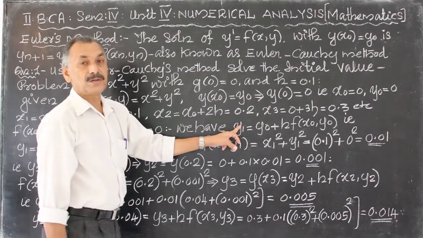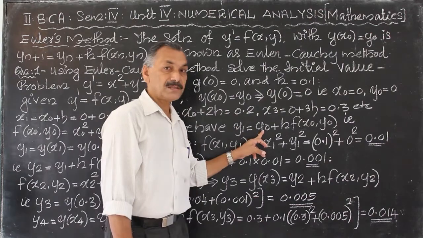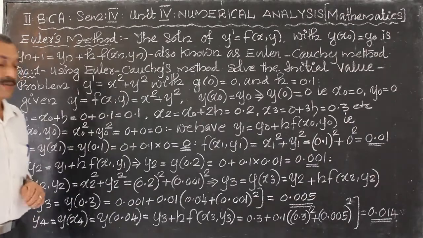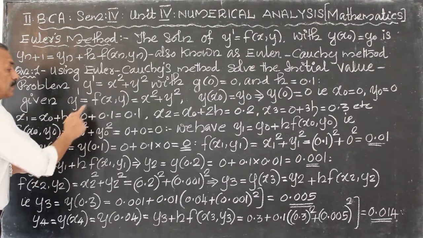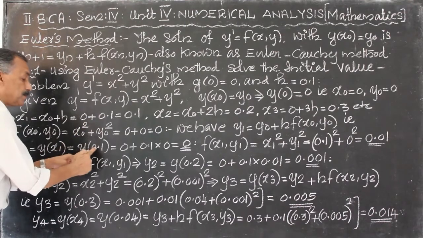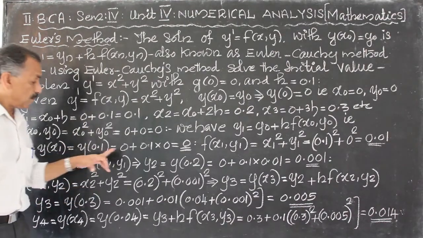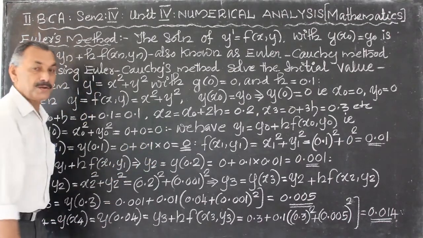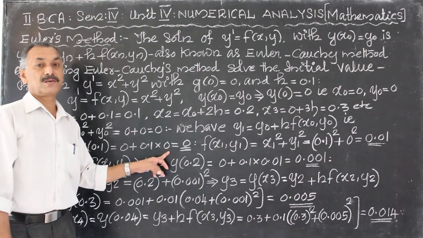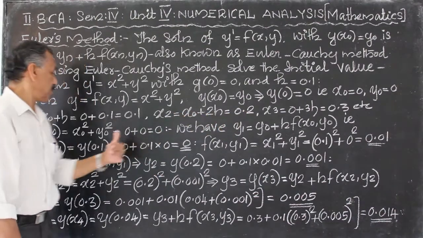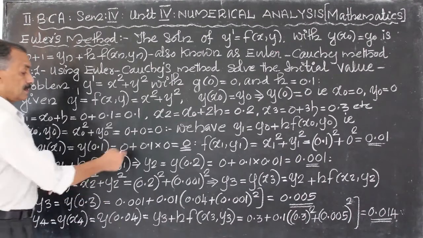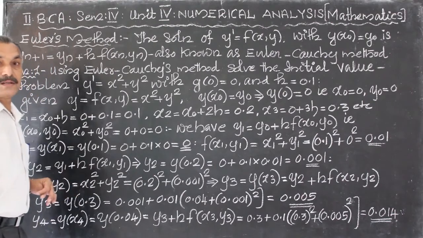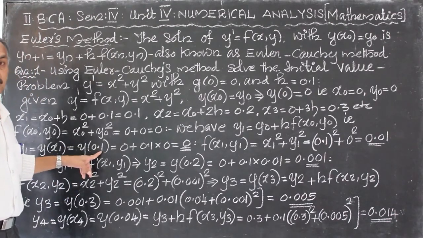Therefore, what is y1? y1 = y0 + h f(x0, y0). That is y1 means y of x1. What is x1? 0.1. So y(0.1) = y0 + h, where h = 0.1, into f(x0, y0). What is f(x0, y0)? 0. That is 0 plus 0.1 into 0, equal to 0. So y(0.1), y(x1), y1 is 0.